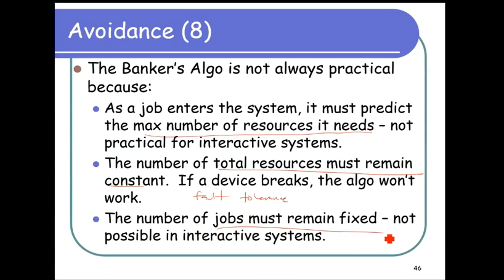The number of jobs must remain fixed. Not possible in an interactive system. This interactive system is on demand. You can add, or you can deallocate. It cannot remain fixed. Of course, in certain job situations you must remain fixed, fixed allocation. But it's not a good way to manage jobs or an OS.